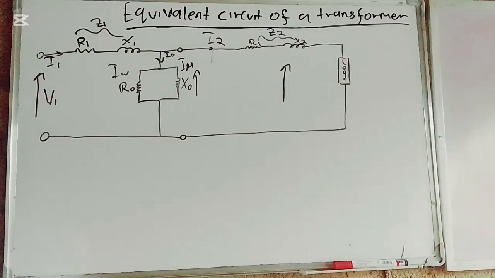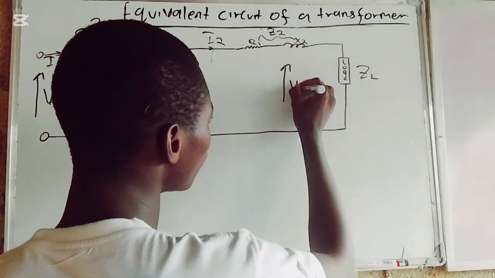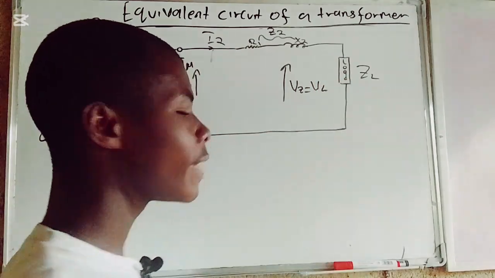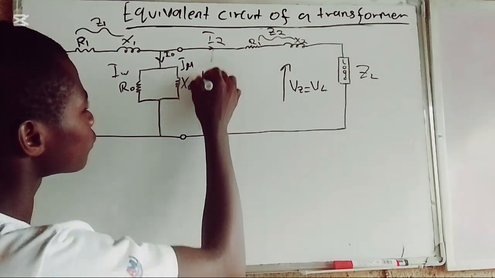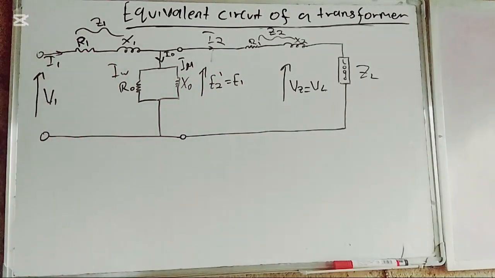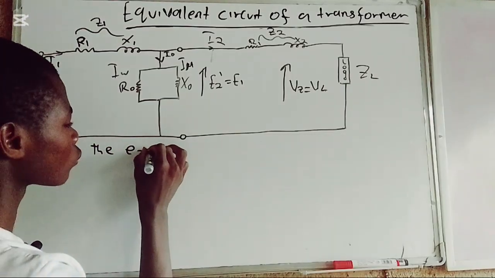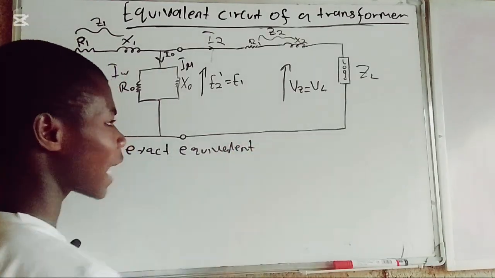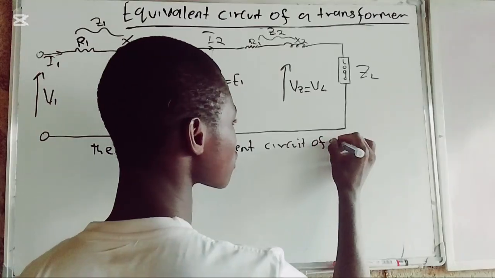And therefore we have the primary voltage. This is ZL, and therefore VZ is the same thing as VL, and from this point E2 prime is the same thing as E1. Above is the exact equivalent circuit of a transformer.